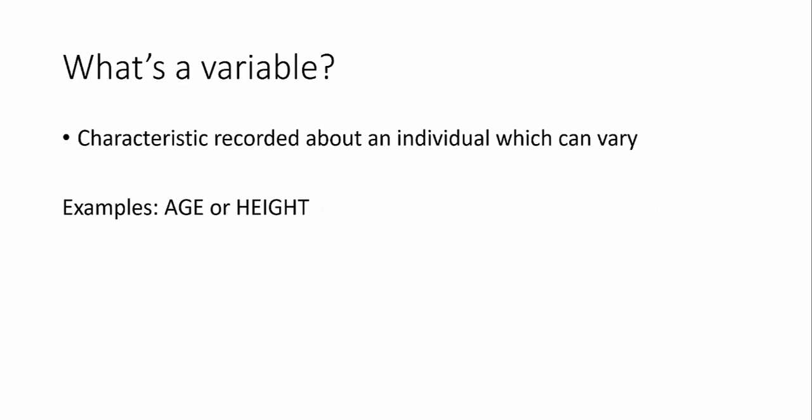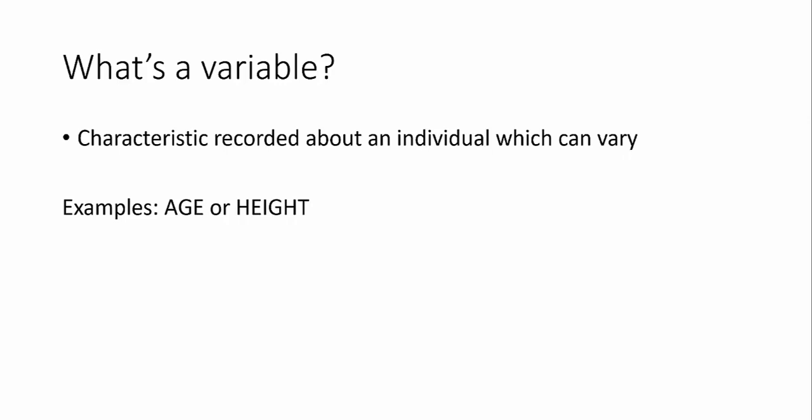To begin, we have to talk about what a variable actually is. A variable, in terms of statistics, is some type of characteristic that we can record about an individual, meaning a person or, let's say, a month of the year, that can vary, right? That's the important part, that it can change over time. So for instance, your age or your height can change over time. That would be a variable.